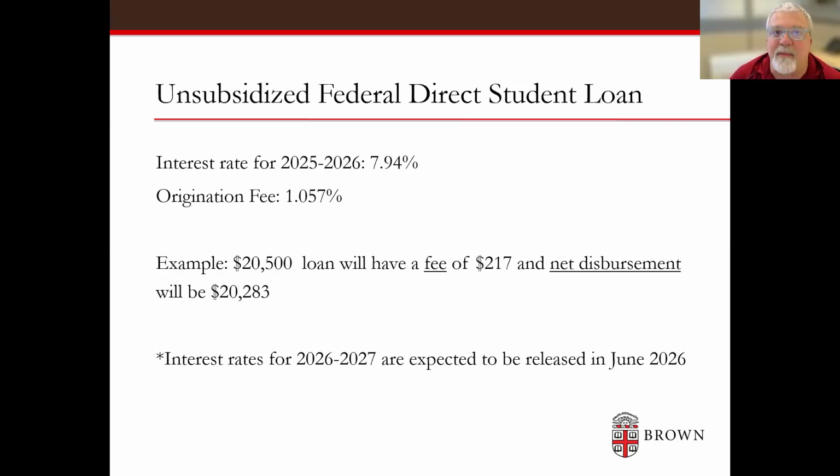So let's give you an example at the bottom down here. So $20,500, which is the maximum you can borrow if you qualify, and it would have a fee of $217, meaning that it would have a net disbursement of $20,283. This means that again, you'd be paying on the $20,500 gross amount, but what would disperse to your account would be the $20,283. So you got to kind of keep that in mind as well.